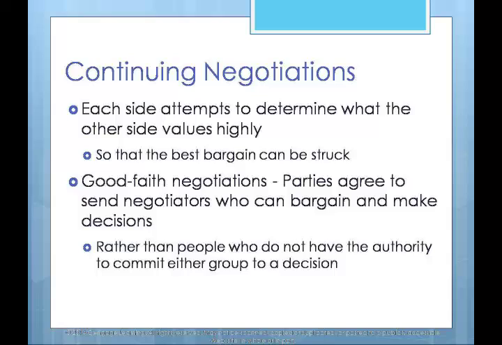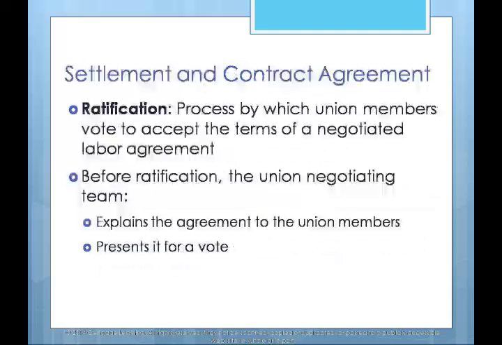Good faith. You must bargain in good faith. Parties agree to send negotiators who can bargain and make decisions rather than people who do not have the authority to commit to a decision. Then you have ratification, the process by which union members vote to accept the terms of a negotiated labor contract. And before ratification, the union negotiating team explains the agreement to the voting members and presents it to a vote.